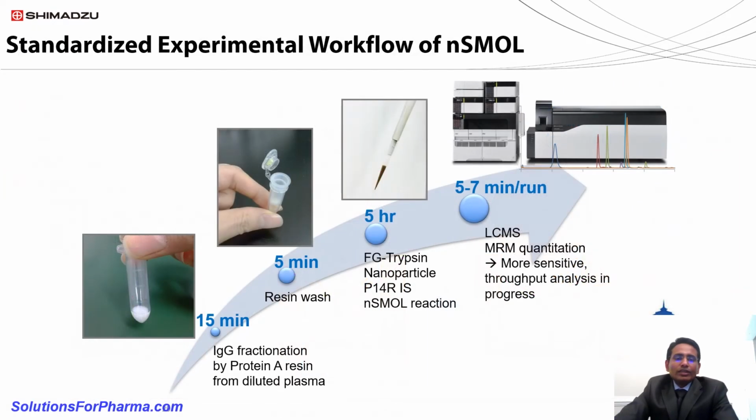Here you can see that first, you incubate IgG fractions with protein resin from diluted plasma for 15 minutes, and then wash the resin for 5 minutes, and then load the Fg trypsin nanoparticles on that same solution. After 5 hours of digestion, do the 5 to 7 minute runs, and then you can analyze for the MRM based quantitation or which way you want.